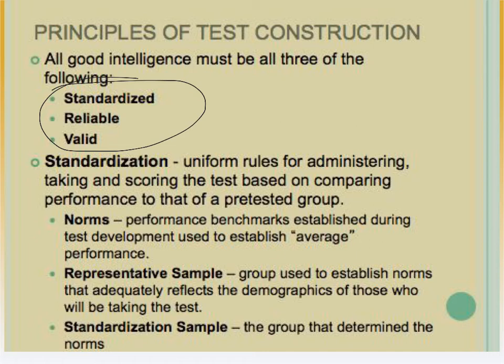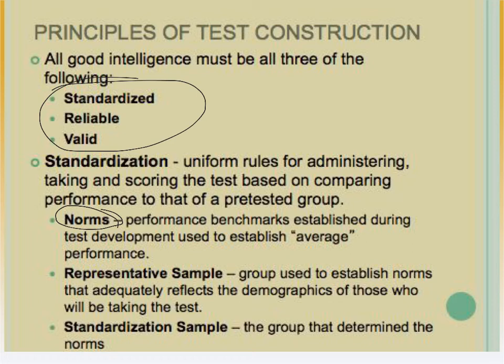The other thing a standardized intelligence test must have is norms. Norms are the performance benchmarks established during test development used to establish the average performance. So let's say an IQ test is out of 50 questions. If you get 45 right out of 50, what's your IQ? It's a trick question. You can't answer that without more information. You got 90% of the questions right, but what does the average person get? Because we had some standardization group that took the IQ test before you did, and out of those people, let's say the average was 30 right out of 50.